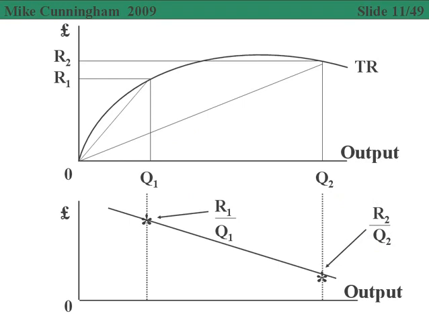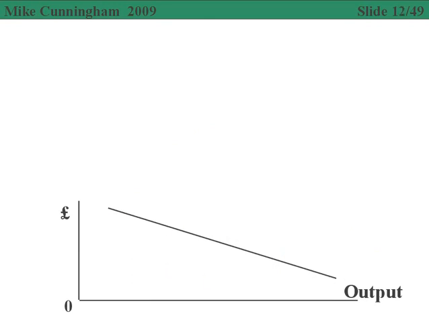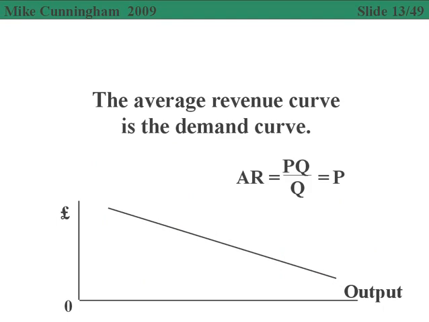We can join up those points. When you join them up, you get a line representing the average revenue. So the average revenue is downward sloping. Okay, that's what it looks like. It's just the average revenue. The average revenue curve is the demand curve.